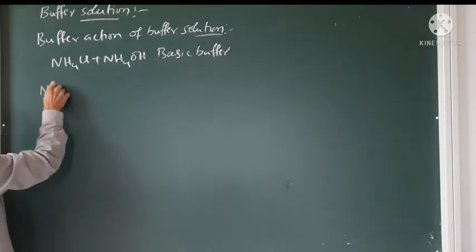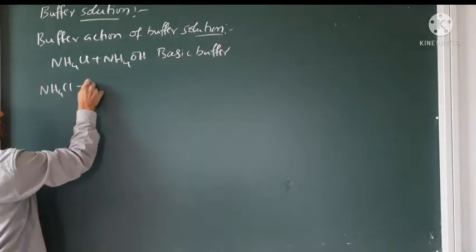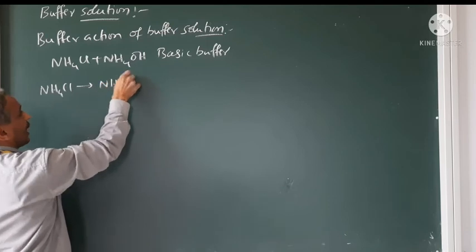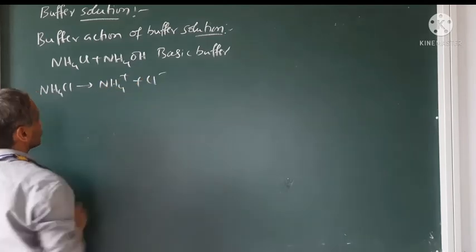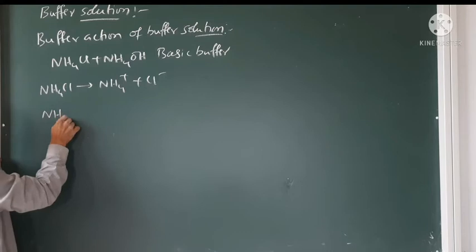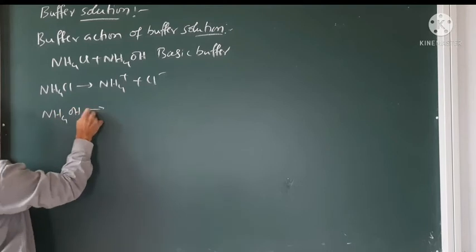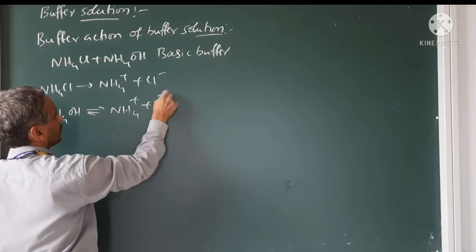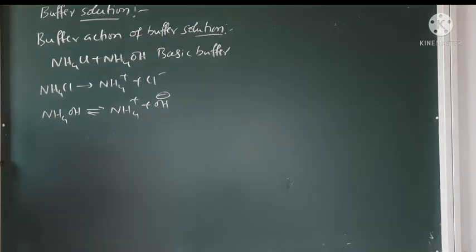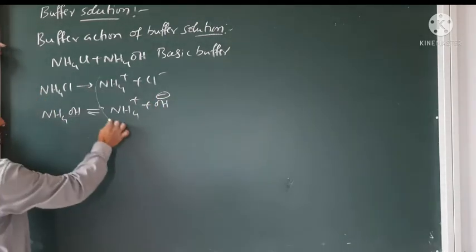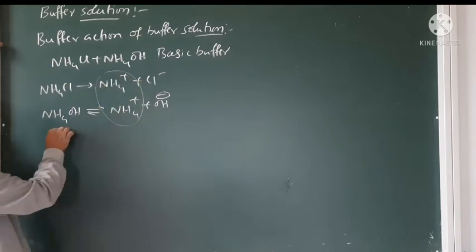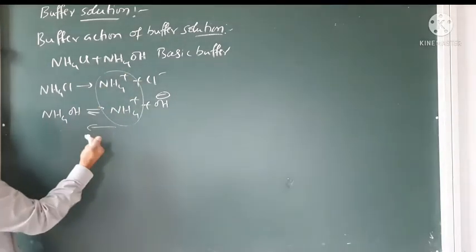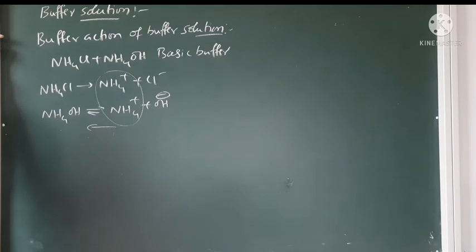So ammonium chloride ionizes to give NH4 plus and Cl minus. Ammonium hydroxide, which is a weak base, gives NH4 plus and OH minus. So there is a common ion effect. Dissociation of ammonium hydroxide is suppressed due to the reaction moving to the left.